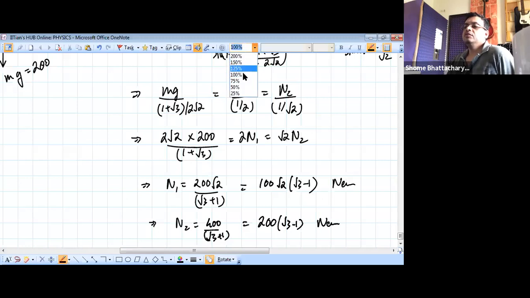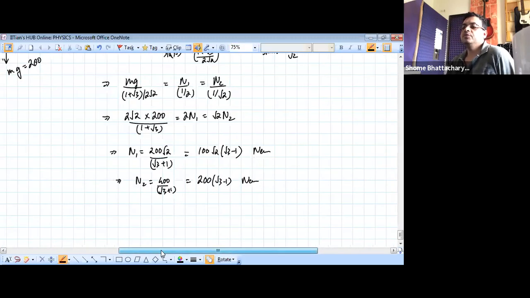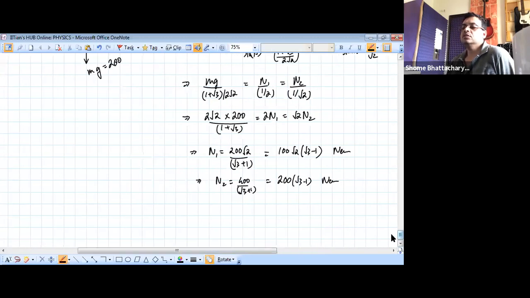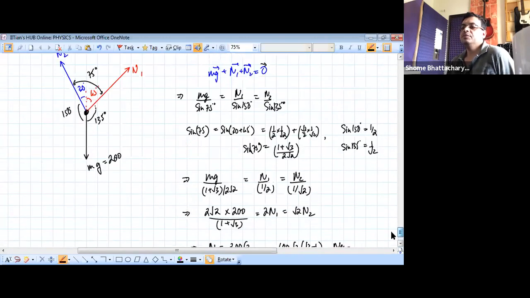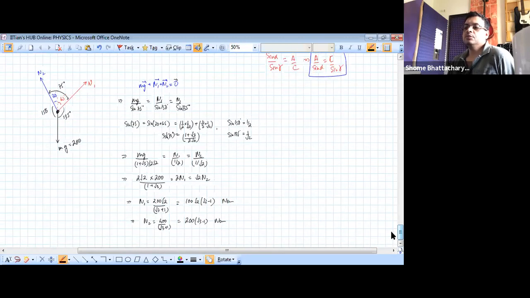So all in all, whenever we have equilibrium of three forces, you can use Lamy's theorem as the preferred method rather than resolving the forces. Once you have shown the FBD with the angles, you can directly use Lamy's theorem. That is, A upon sine alpha is equal to B upon sine beta equal to C upon sine gamma. Okay. So I'll just leave you the moment for going through this. But remember, this is only for the specific case where there is equilibrium of three forces.